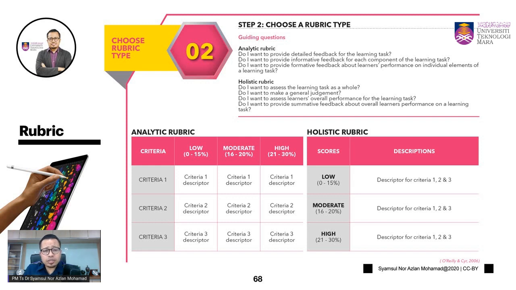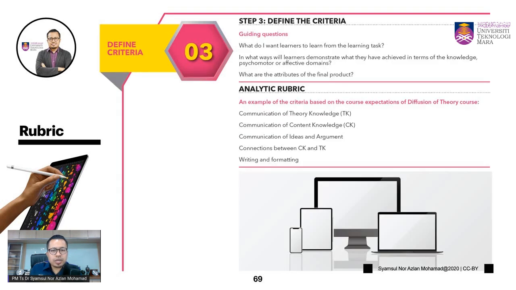So how about the holistic rubric? Do I want to assess the learning task as a whole? Or do I want to make a general judgment? Or do I want to assess learners' overall performance? And do I want to provide summative feedback? So these are two types of rubric that we need to understand, where you want to use them and which one belongs where. Then you choose which one you prefer, right?